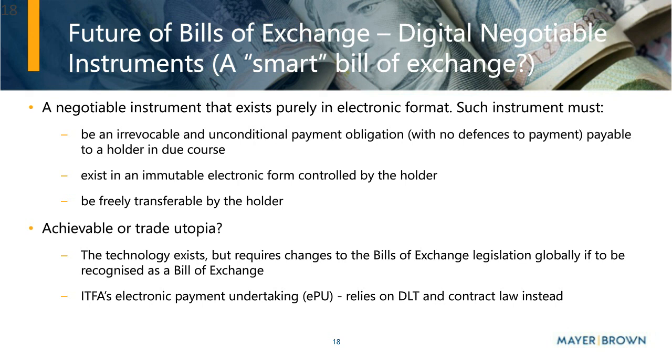In order to do so, the instrument would need to be something which is an irrevocable and unconditional payment obligation with no defences to payments, so some of the stuff that Massimo was talking about earlier, and payable to a holder in due course. It needs to exist in an immutable electronic form controlled by the holder, so in a form which is electronic and then once created can't be amended, and it needs to be freely transferable by the holder.